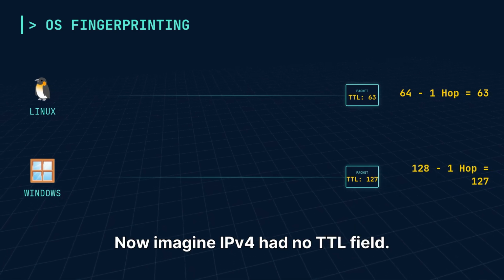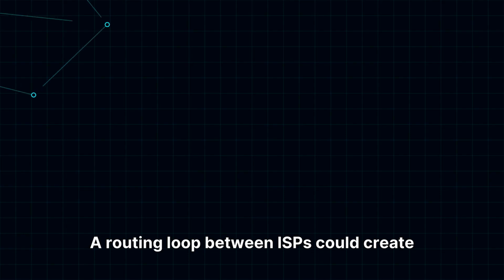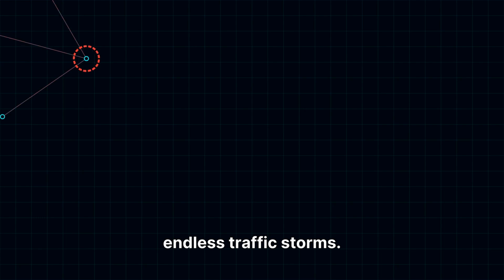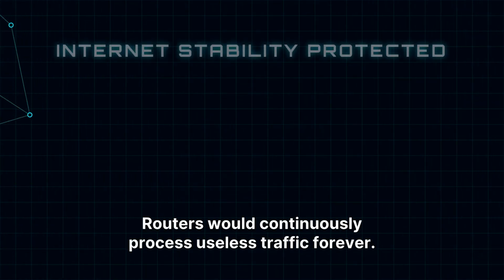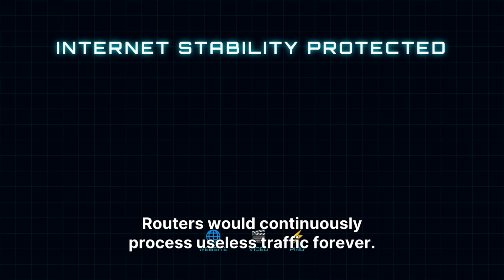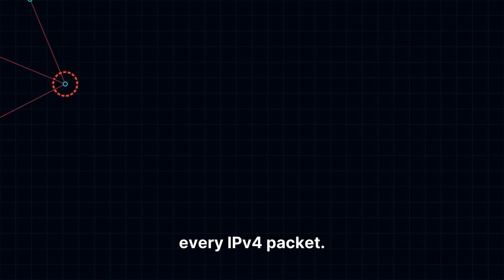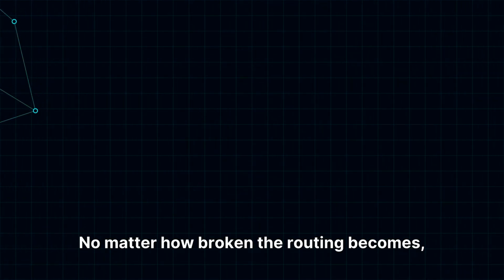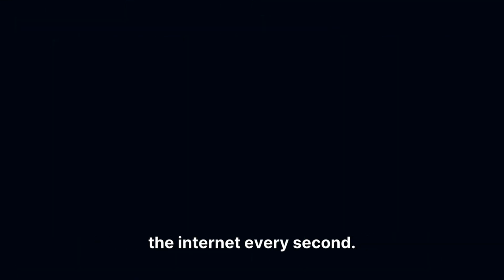Now imagine IPv4 had no TTL field. A routing loop between ISPs could create endless traffic storms. Packets would never disappear. Routers would continuously process useless traffic forever. Bandwidth would be wasted permanently. TTL acts like a self-destruct counter inside every IPv4 packet. No matter how broken the routing becomes, the packet cannot survive forever. That single field protects the stability of the internet every second.